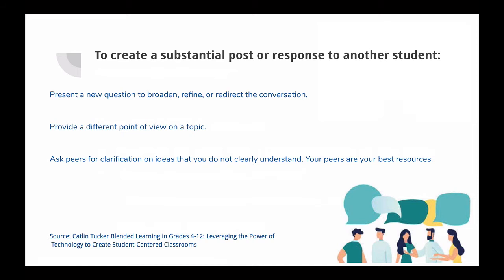to do. I want you to think about presenting a new question that will help broaden or refine or redirect the conversation. I want you to think about how you could provide a different point of view on a topic. And I would love for you to ask peers to clarify their ideas that you don't really understand yet. Remember, in this situation, a discussion board, your peers are your best resources.